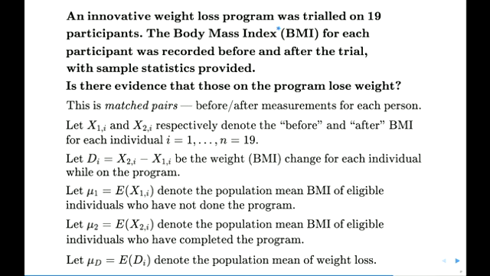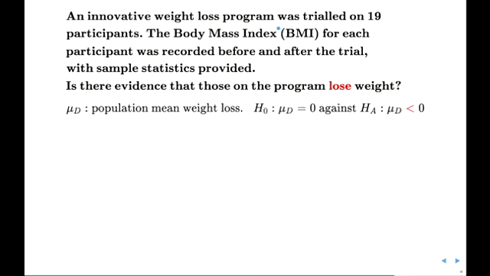So mu D is the population mean of the weight loss, and the original question is, do people lose weight on average? So is mu D negative? That tells us the hypothesis. Once we've set up that notation, it tells us what the hypothesis should be. Notice in this case, for a start, mu D under the null hypothesis is 0. The null hypothesis is always an equals. The null hypothesis says that on average, the program is useless, people don't lose weight.